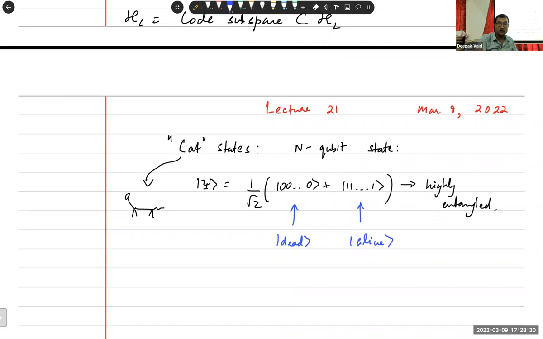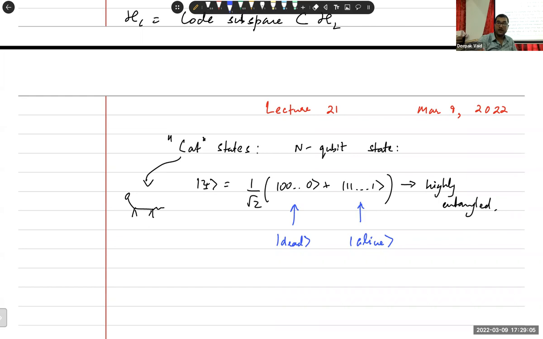Okay, so now let's talk about error correction. So how can we correct errors in our system? Okay, so we have to perform a measurement. Without performing a measurement, we can't tell if there has been an error or not. But the problem is that typically measurements will cause your quantum state to collapse. You will lose the quantum correlation, right? And you don't want that to happen, right?